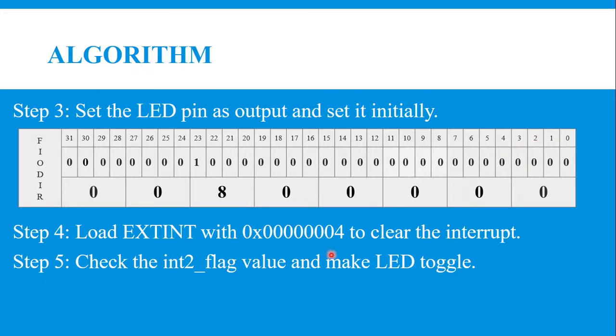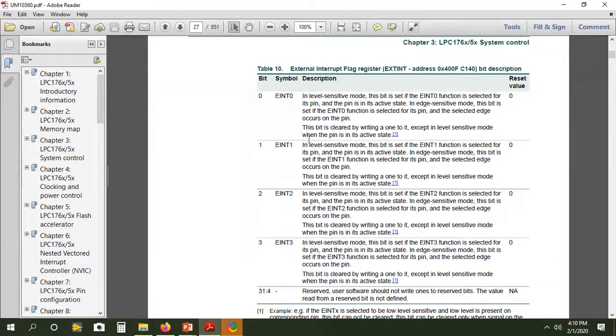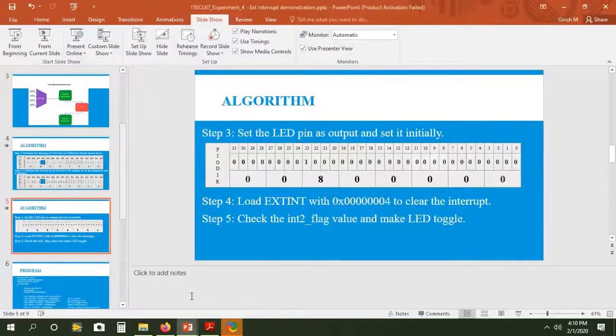I'll explain why. I'll go back to the data sheet of the register. This is the external interrupt flag register. Among the 32 bits, bits 4 to 31 are reserved. User software should not write ones to the reserved bits. You can observe here that EINT2, the external interrupt switch, is taken, so only that particular bit should be 1, giving 0100, whose nibble value is 4. That's why 4 is loaded in the external interrupt register.